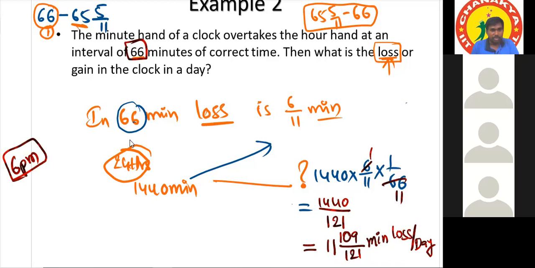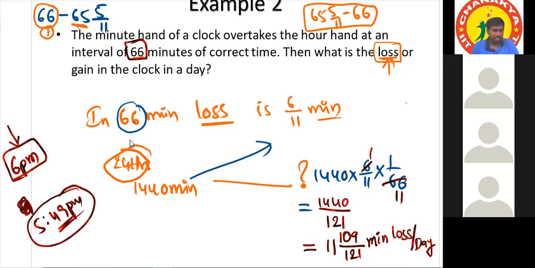Approximately it will be like 5:49 something. So this will be the loss. If you set the time today at 6 PM, tomorrow at 6 PM, it will show this one. In our correct clock, it will be 6 PM only, but in that faulty clock, it will show approximately 5:49 or 5:48 something. Okay, I got it.